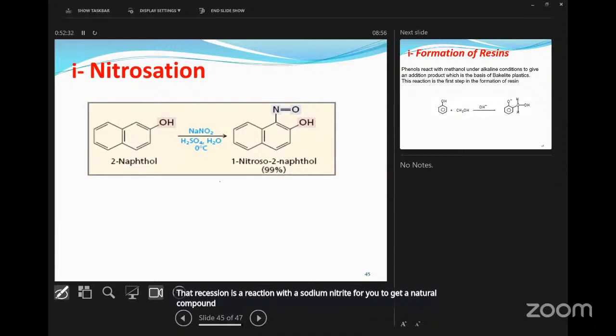This one is very straightforward, but the reaction occurs at a very low temperature of 0 degrees and in the presence of sulfuric acid, which activates the reaction to get the nitroso.